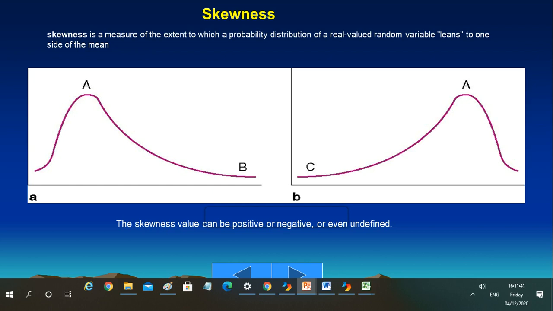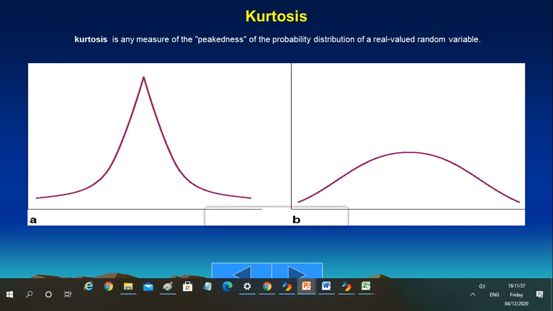So skewness is a measure of the extent to which a probability distribution of a real valued random variable leans to one side of the mean. That is how skewness can be easily understood. The skewness value can be positive or negative or even undefined. Kurtosis is the measure of peakedness, that means how sharp the peak is. The sharper the peak, the higher the kurtosis. If the peak is very flat, like you can see on the second graph, then it is not sharp, so the kurtosis is almost flat.